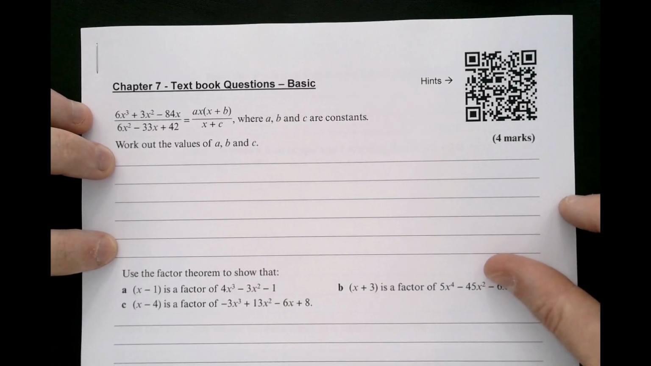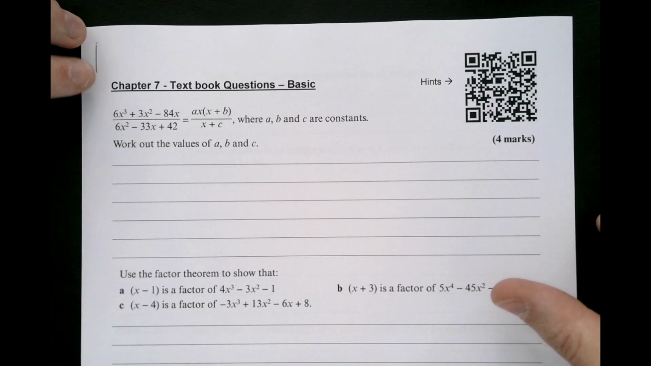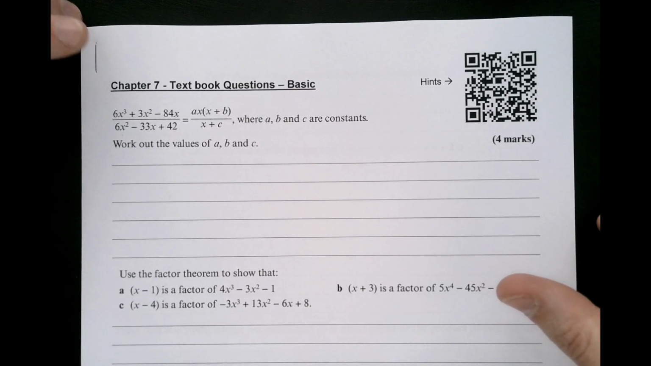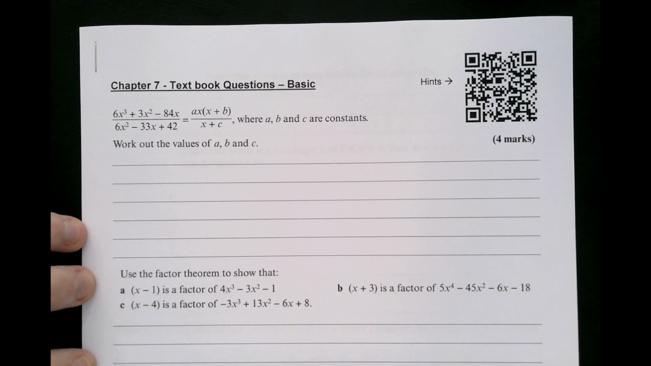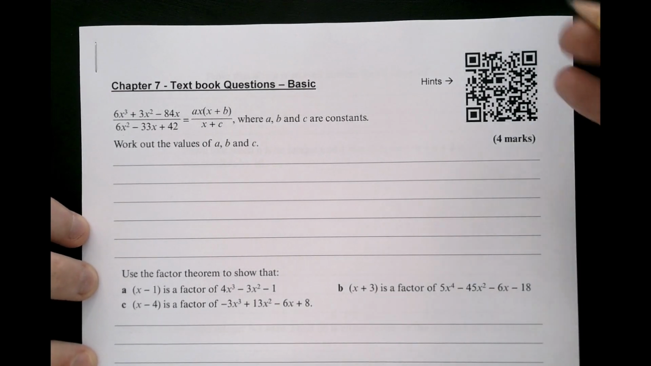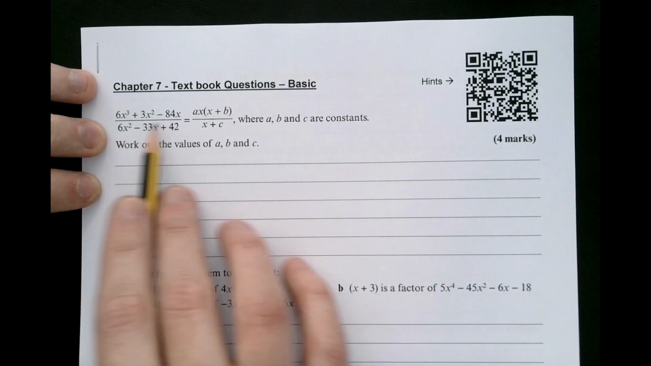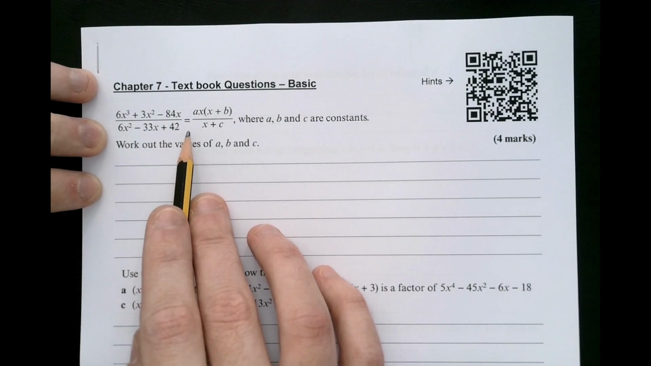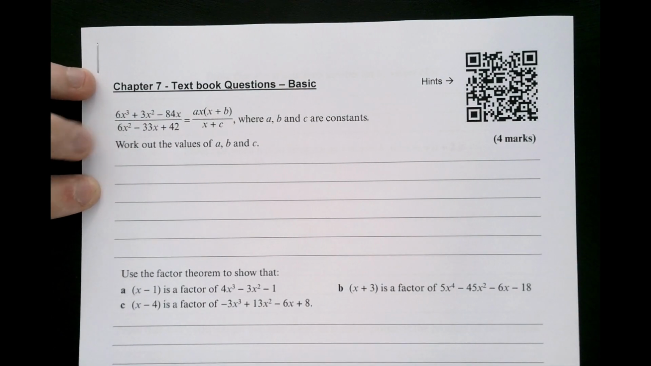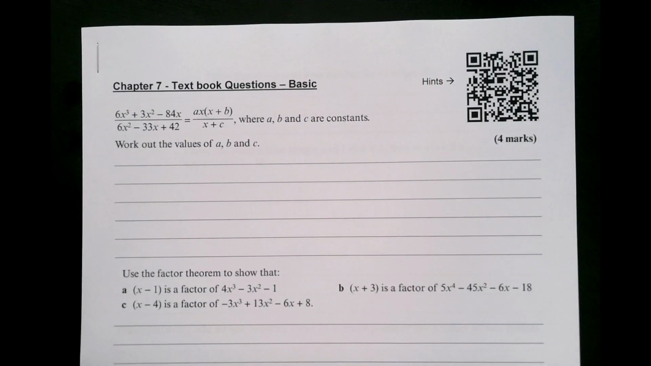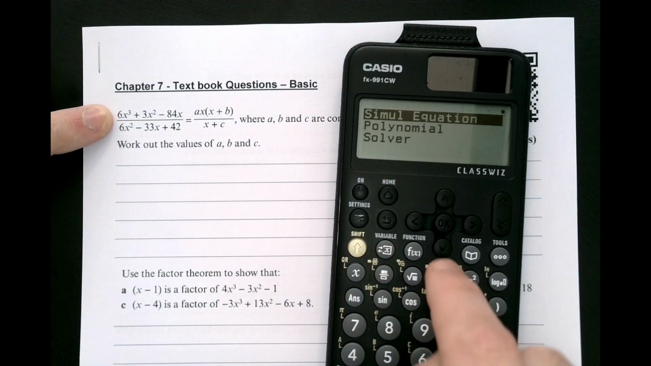Okay, let's look at some of the questions from chapter 7. So it's like algebra, polynomial division, factor theorem, and proof, I believe. So first things first, the basic stuff. If you've got any kinds of polynomials in fractions, then the first thing you're going to want to do is check to see if they factorise and cancel. Sometimes they will, sometimes they won't.